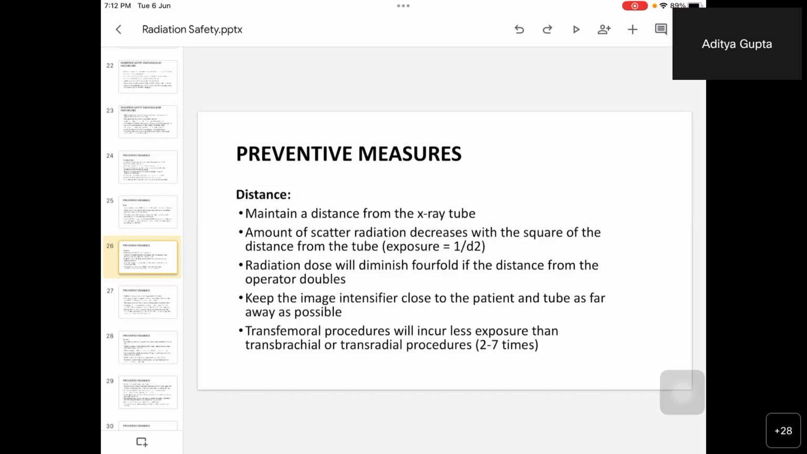We have to keep the image intensifier as close to the patient, and the tube as far as possible from the patient. Transfemoral procedures will incur less exposure than transbrachial and transradial procedures, by up to 2 to 7 times, because in transbrachial and transradial procedures we are operating near to the image intensifier as well as the X-ray tube.